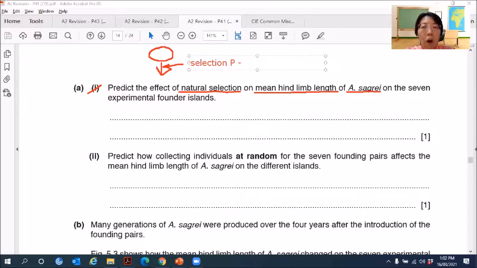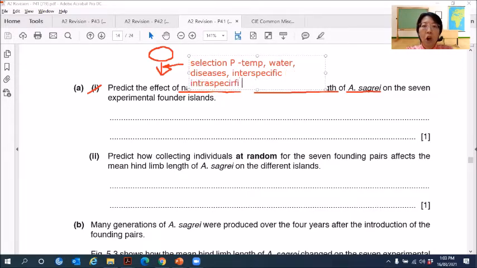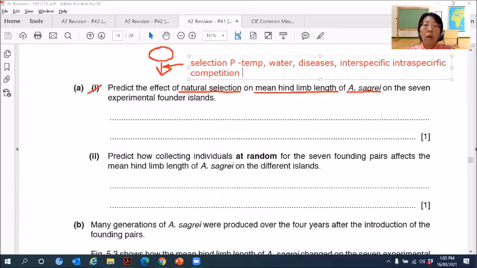So remember, selection pressures are all the factors that can affect survival of the individuals of this population. You're talking about the lizards now. So what are the things that can affect lizard survival? It can be climate, temperature, too hot, too cold, okay? Availability of water. What about diseases that can cause death? What about inter-specific and intra-specific competition? Competition for what they need to survive. They compete for food, shelter, and mates. Competition for mates is only intra-specific, not inter-specific. Okay, so these are all the possible selection pressures for lizards.